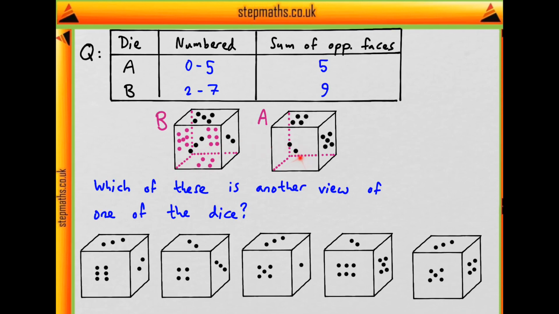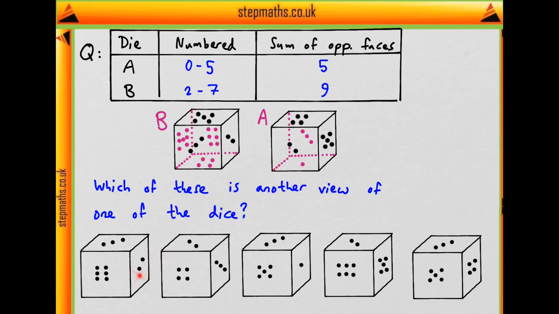Then what about die A? What would be opposite this 5? We know the sum of the opposite faces is 5 on this dice, so that wouldn't have any dots at all. Then opposite the 4, we'd have a 1, and opposite the 2, we'd have a 3. So now let's check each of these and see if everything matches up with what we've done here.